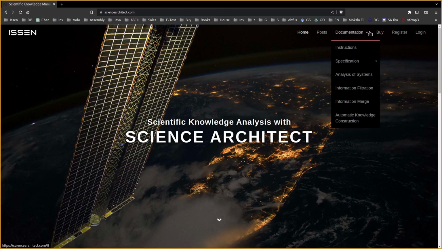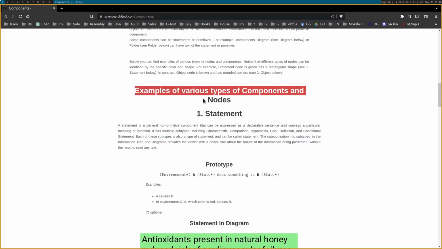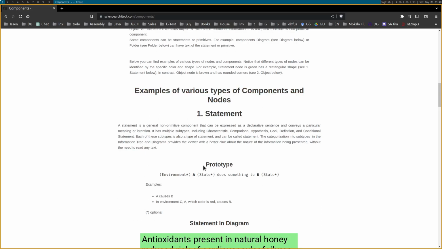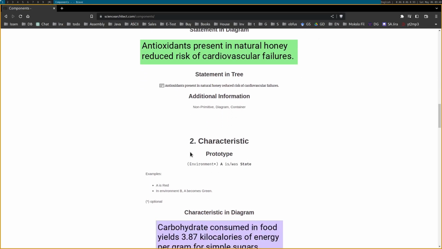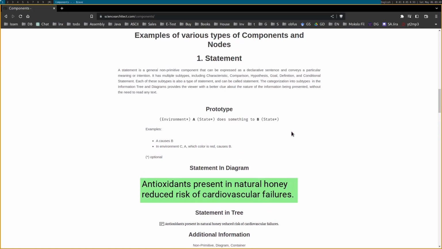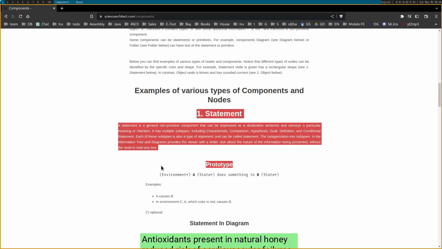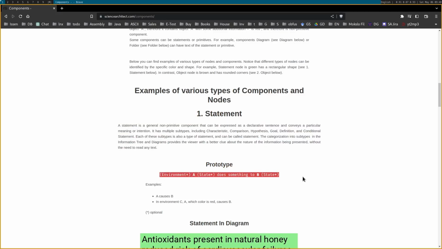Click on Documentation, Specification, Components. And find information about component types. Notice that some components have a prototype section which provides guidelines with examples on how a specific type of component can be simplified. Let's take a look at the statement prototype, which had several parts. Note that parts with an asterisk are optional.